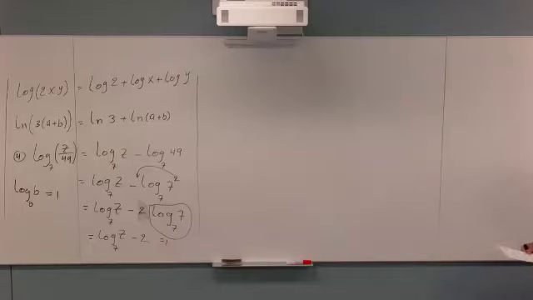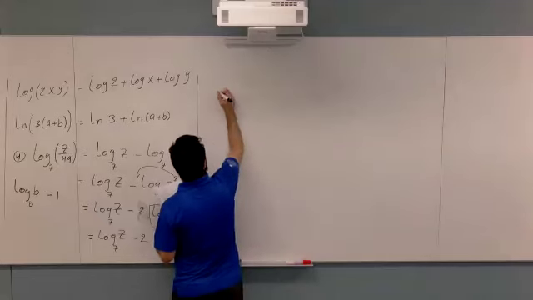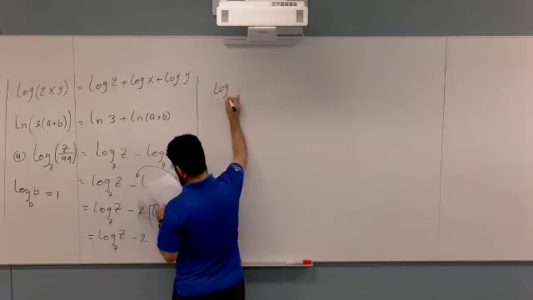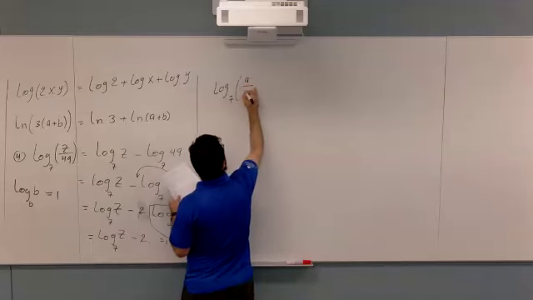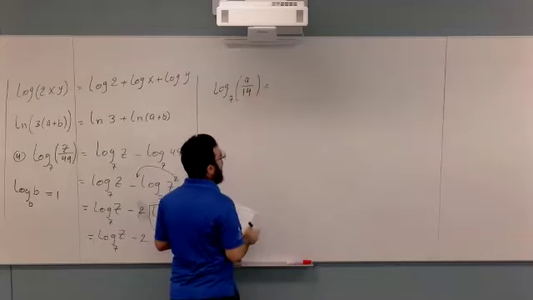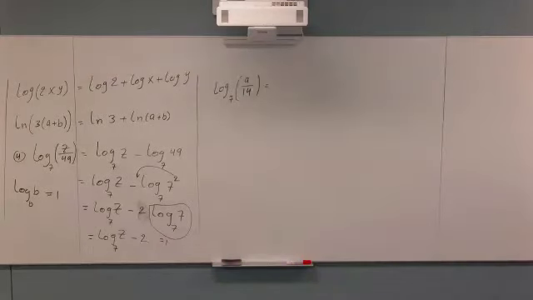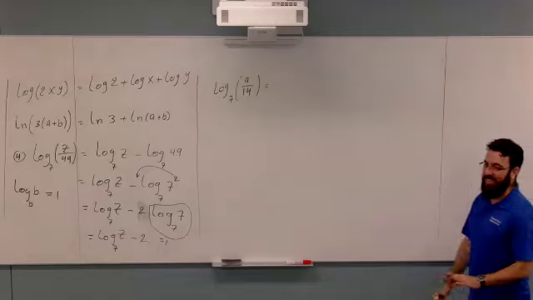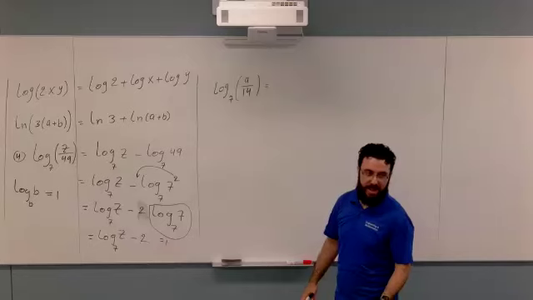Number 5. Jump in. It's log the base 7 of a divided by 14. Come on, this one is easy. You don't know? There's more than one way to solve it. Not more than one way to solve it, but you can keep simplifying it.